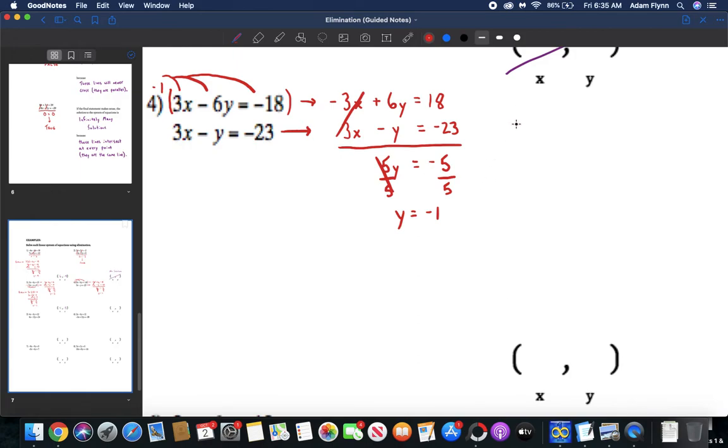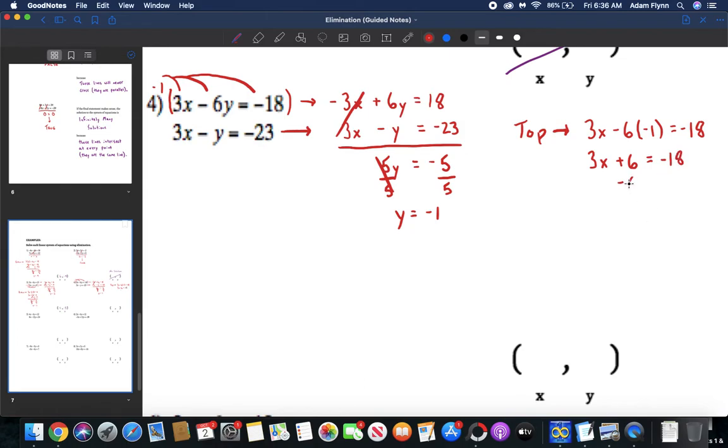Maybe a little bit more work, but when have we ever been afraid of hard work? Never, that's the answer. So, my top equation, I've got 3x minus 6. Instead of y, I've got negative 1 equals negative 18. Negative 6 times negative 1 is going to be a positive 6, so I have 3x plus 6 equals negative 18.